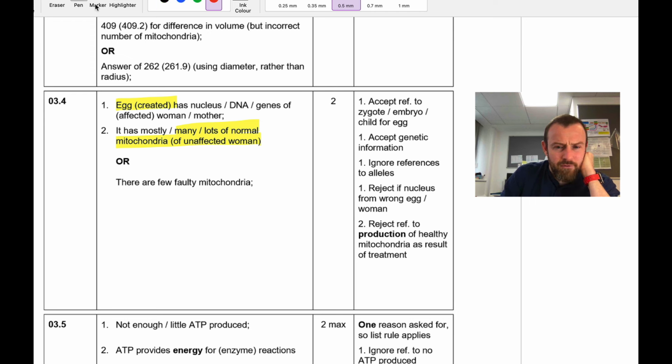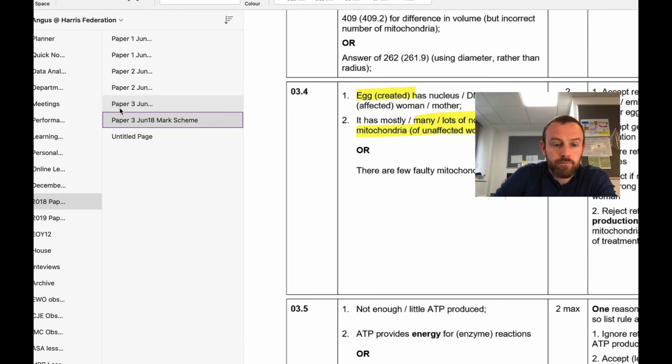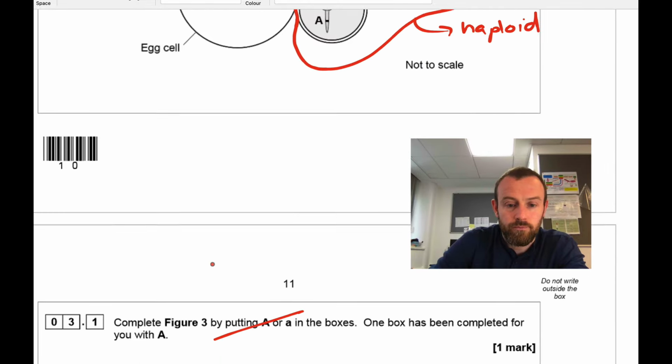Yeah, so you need to be careful, this mark scheme isn't very well described. It's kind of difficult to interpret here. But you need to be careful about where the nucleus is coming from. The nucleus is coming from the woman who made the polar body, not the donor. That's the key thing. Let's keep going.